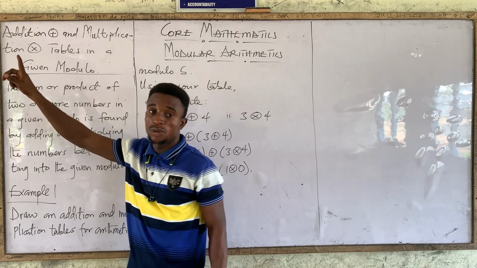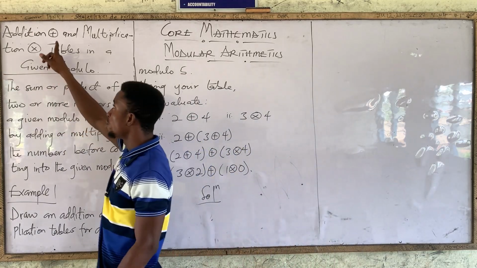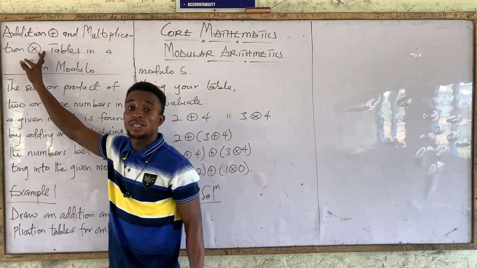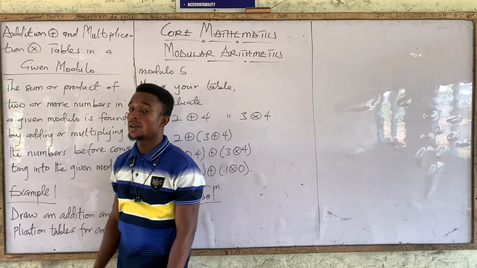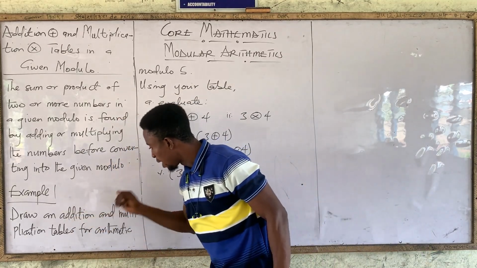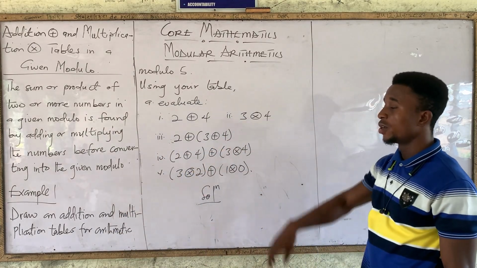put here this symbol. So in the table, whenever you are constructing, for the addition table, you'll be seeing this symbol, and for the multiplication table, you'll be seeing this particular symbol as well. Are we getting that? Okay, so let's come back. We have to draw an addition and multiplication tables for arithmetic modulo 5.